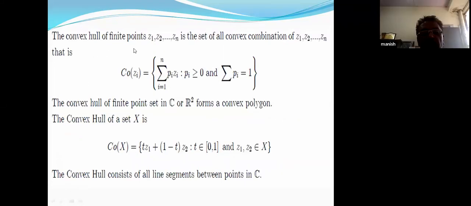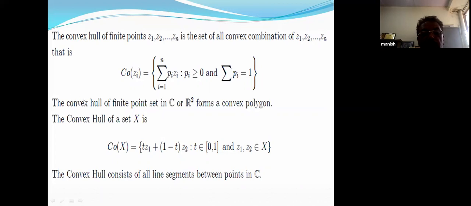Also, we define the convex hull of these points Z1, Z2, up to Zn. The convex hull of these points is the set of sums of pi zi, where the pi's are non-negative and the sum of pi is equal to 1. This means the convex hull is just all possible convex combinations of the zi. We can take any pi non-negative such that their sum is 1.